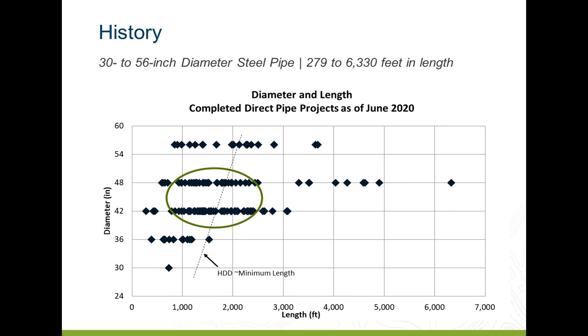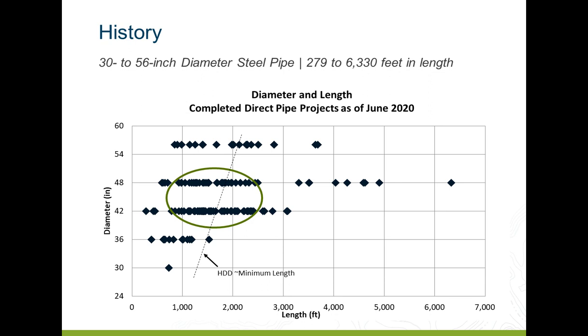If we draw in an HDD minimum length line, this would represent using conventional radiuses and minimal tangent lengths, the minimum length that you could design an HDD conventionally. Everything to the left of that line would be below an HDD minimum length. So we're going to talk about how direct pipe can go shorter and shallower than HDD.